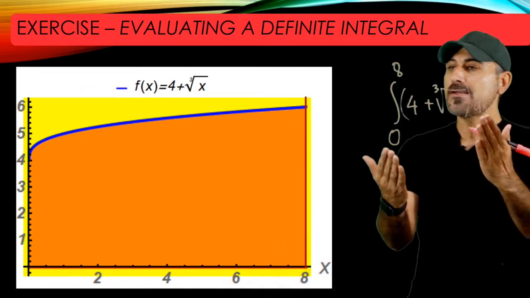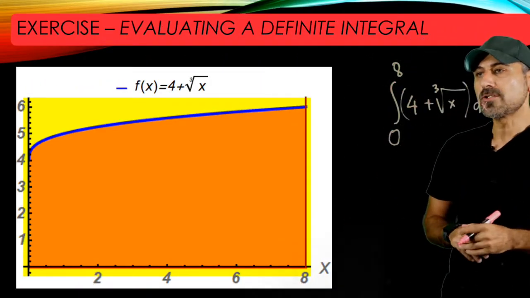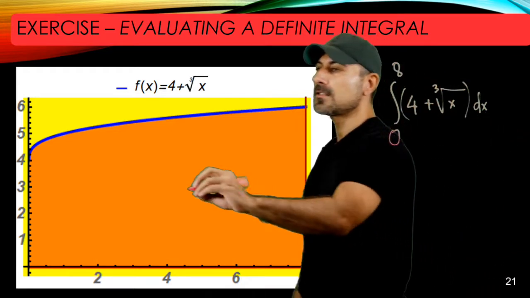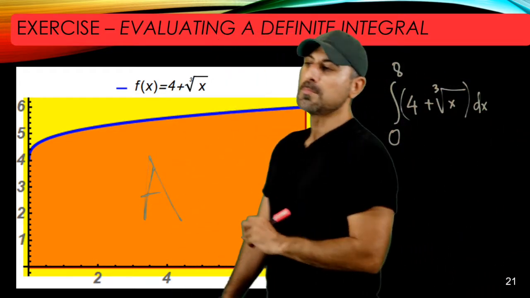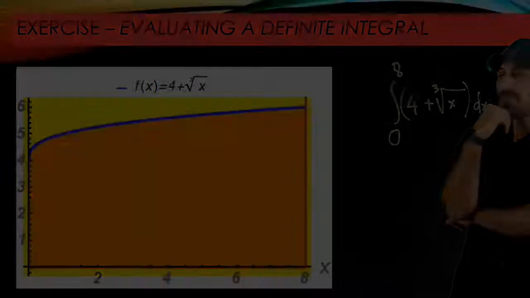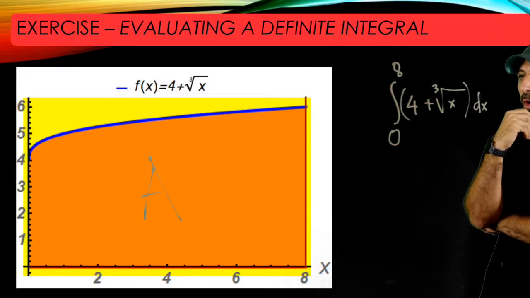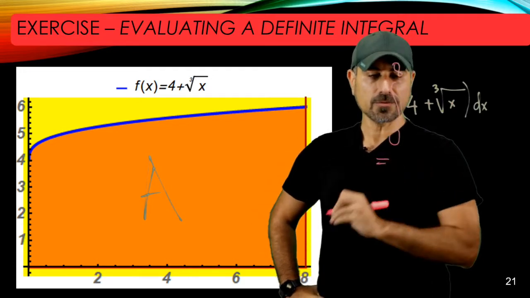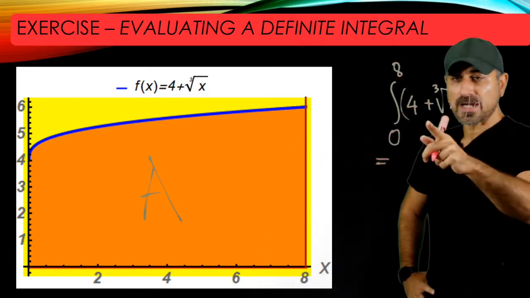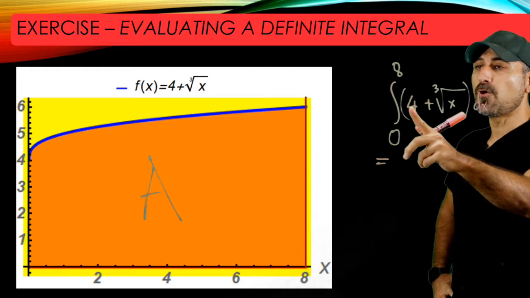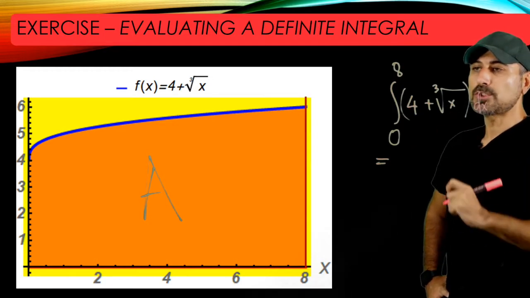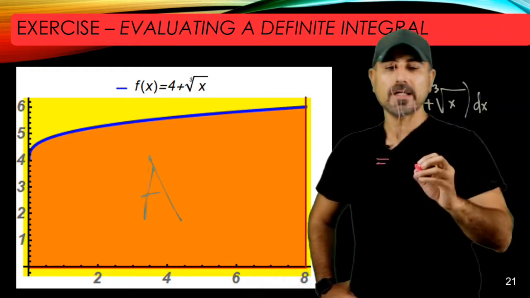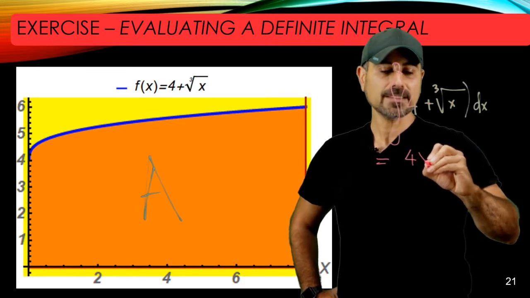If we go ahead and find the value of this definite integral, that value is in fact the area between the curve and the x-axis, which is the area of the orange region. So let's go ahead and find the value of the definite integral. So we need to find the antiderivative of 4 and antiderivative of cubic root of x. But we know that antiderivative of 4 is just 4x.